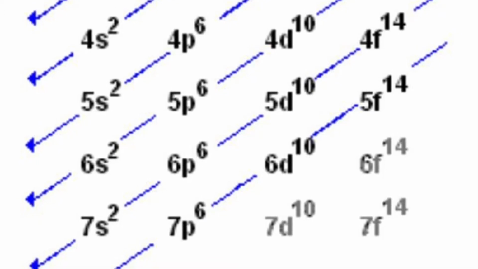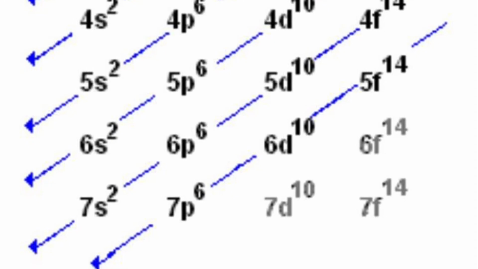You may notice the 4s orbital gets filled after the 3p orbital, even before the 3d can be filled. This is because the d sublevels have higher energy than the s and p sublevels. The 4s sublevel has less energy than the 3d sublevel, so it fills first.